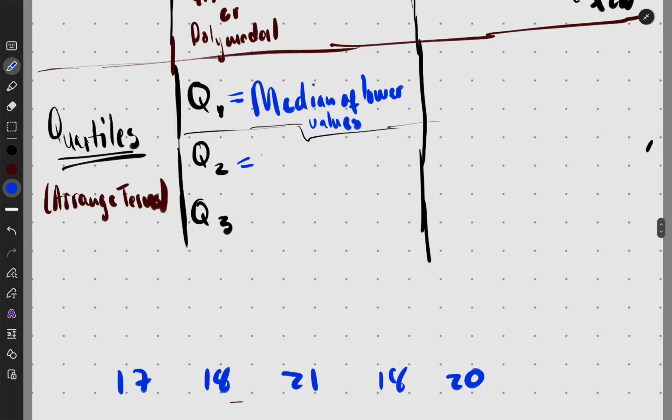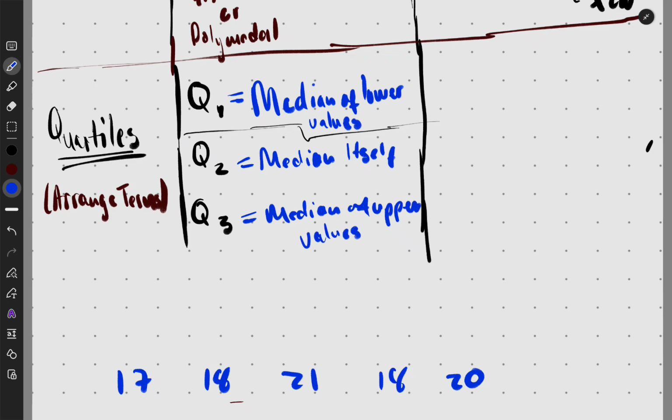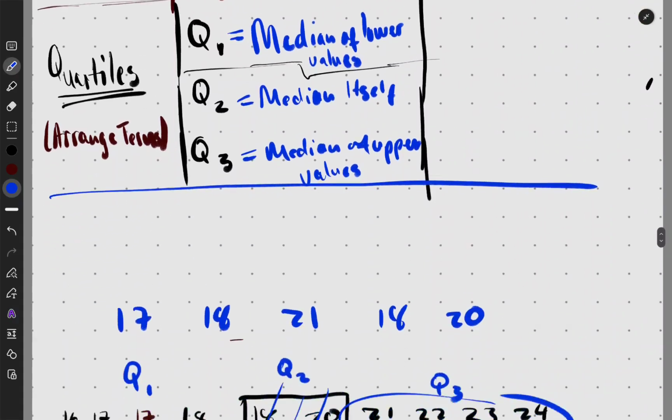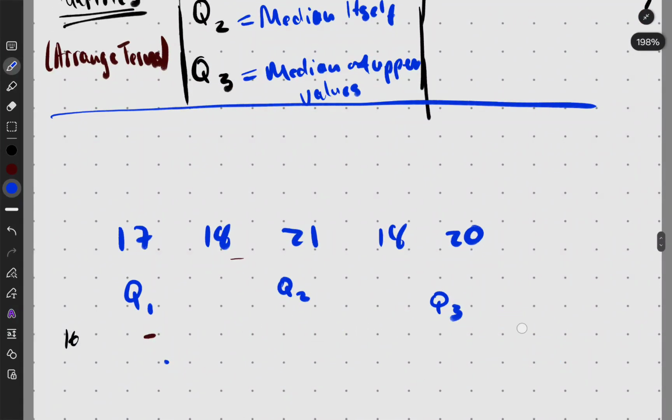So Q2 is going to be the median itself. And then Q3 is going to be equal to the median of the upper values. Right. Now we have the quartiles. Now we must be able to find the quartile using the frequency for grouped data.